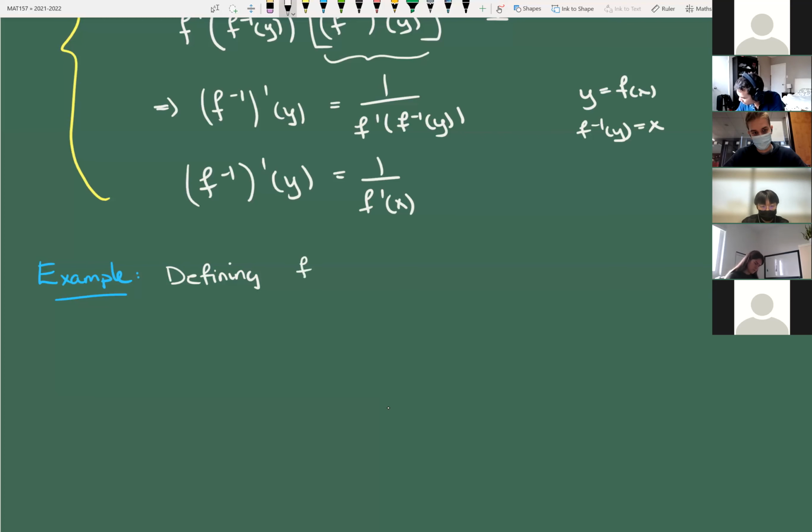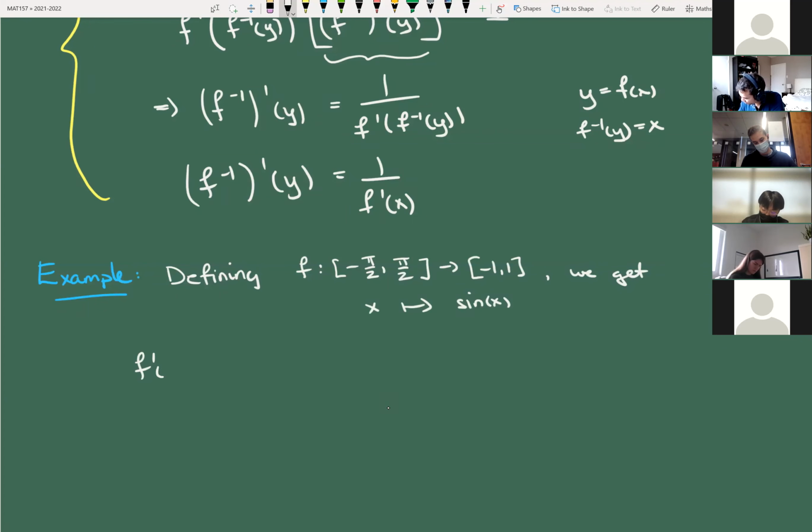So what I'm going to do is define f as, what do I want here? Negative pi by 2 to pi by 2 to negative 1, 1. x maps to sine x, we get that f prime of x is equal to cos x, which is greater than 0 on negative pi by 2, pi by 2, right? So f is, in fact, bijective.